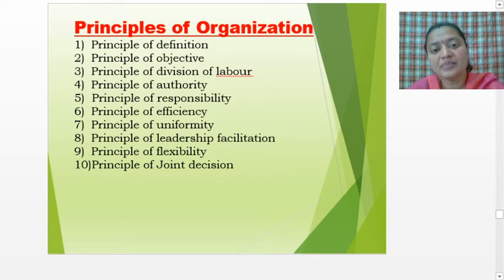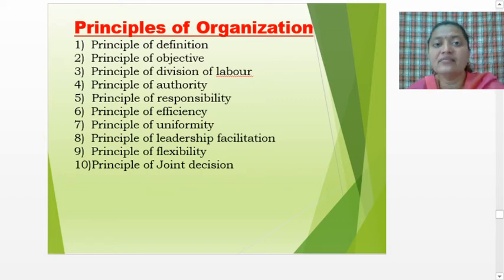The next one, principle of leadership facilitation. Now what do you mean by leadership? To see whether the leader has those leadership skills and qualities or not. Okay, means a leader should be very sincere, honest, hardworking, optimistic, positive thinker. So that is called the principle of leadership facilitation, to see whether the leaders have those skills and qualities. Now it doesn't mean that each and every individual may possess efficient leadership skills and qualities.